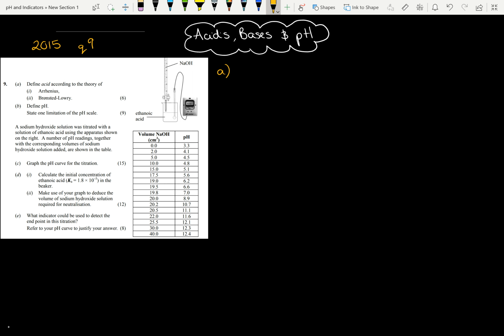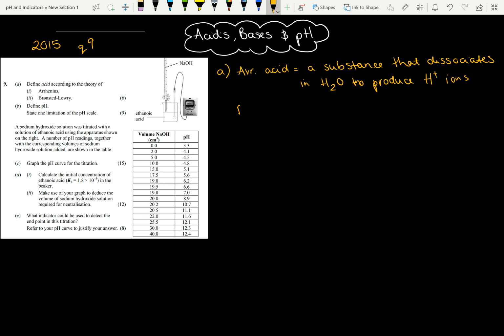So what is an acid according to Arrhenius? So we know that an Arrhenius acid is a substance that dissociates in water to produce H+ ions. Okay. In contrast to that, then we've got a Bronsted-Lowry acid, which is a proton or a hydrogen ion donor. Okay, so nice couple of definitions just to get us started.